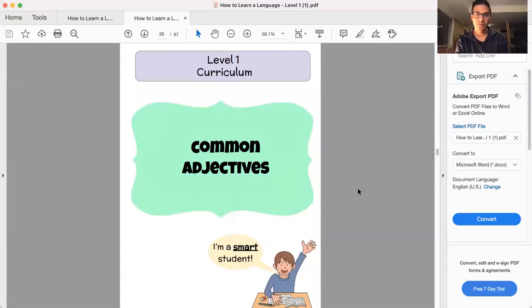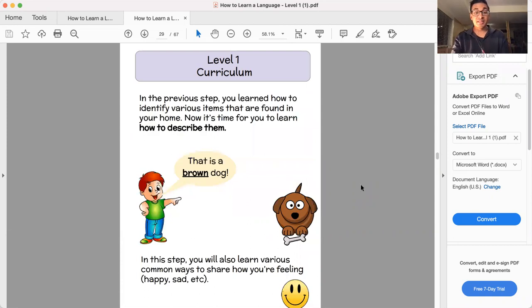Here we go. So let's continue where we left off, which is at our common adjectives stage. Here we have a person in the bottom right corner saying, "I'm a smart student." So smart is an example of an adjective. In case you don't know, an adjective is a describing word. It's a word that we use to describe something else. So for example, we have "that is a brown dog." Well, brown is an example of an adjective. And so adjectives are a very important piece of learning another language. They're crucial. We use them all the time. And this particular chapter here is focused on helping you learn different adjectives.